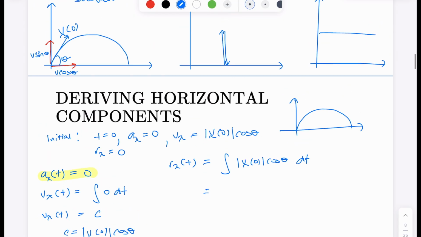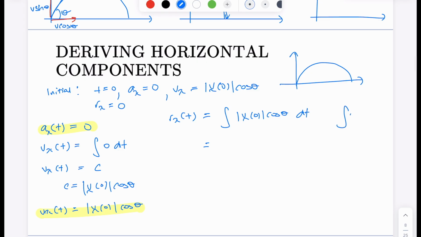So imagine that I'm integrating, for example, 2 dt. This is just going to end up being 2t, right? Or plus c. So in the same way, when I go to integrate this, this is just going to be the magnitude of my initial velocity times t and then cos theta. Then I have my plus c.